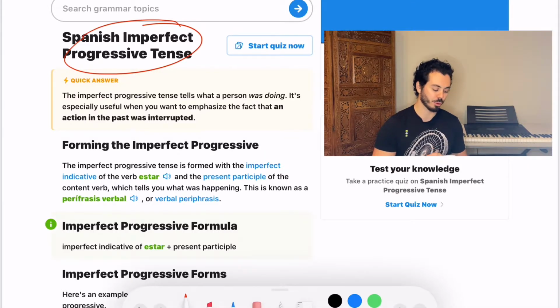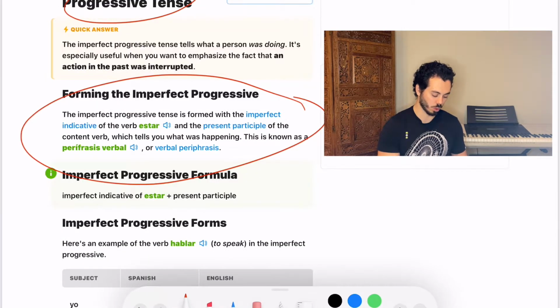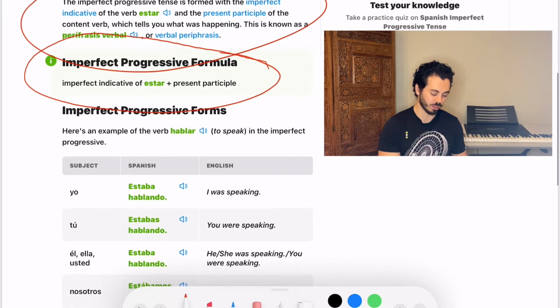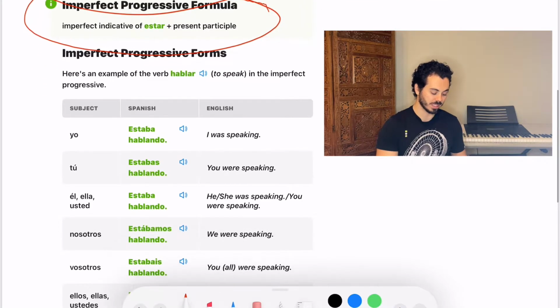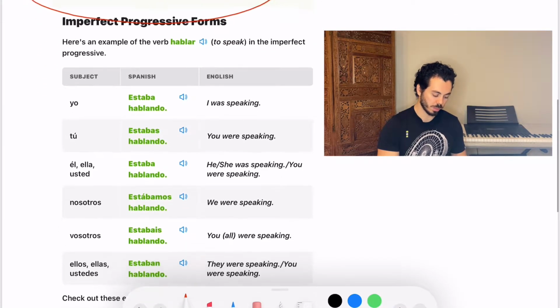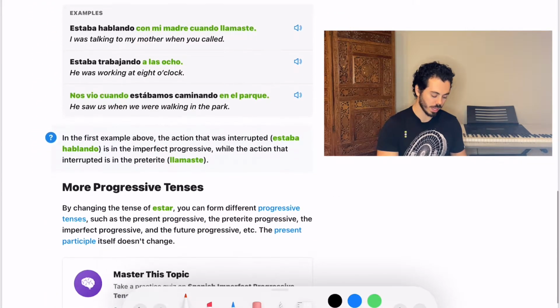The imperfect progressive tense tells what a person was doing. It's especially useful when you want to emphasize the fact that an action in the past was interrupted. And so here you have a little bit more about it. Here it tells you kind of like the formula, because you need two verbs to do this, estar and then the actual present participle. Estaba hablando, estabas hablando, you were speaking. Here we have the cool little forms.